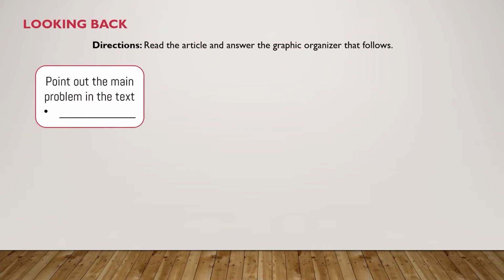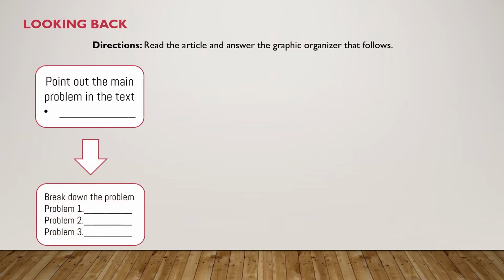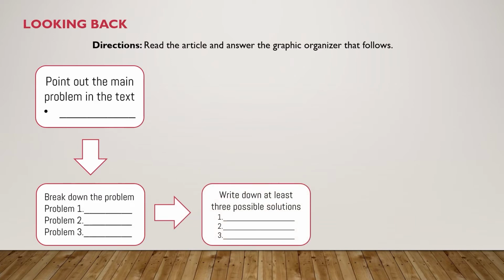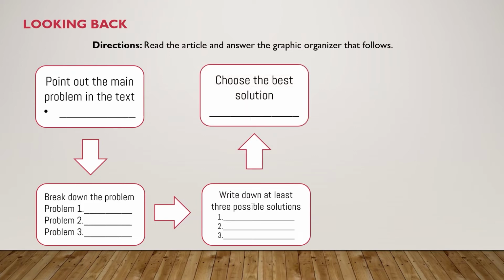First, point out the main problem in the text. And then, after that, break down the problem. What are the other problems that arose out of that main problem in the story or in the news? Then, write down at least three possible solutions that are perhaps mentioned in the text, or that you think are possible solutions. And then choose the best solution for the problem.